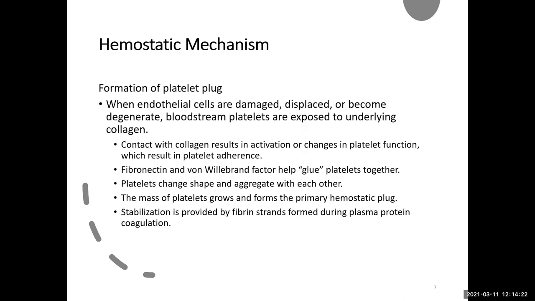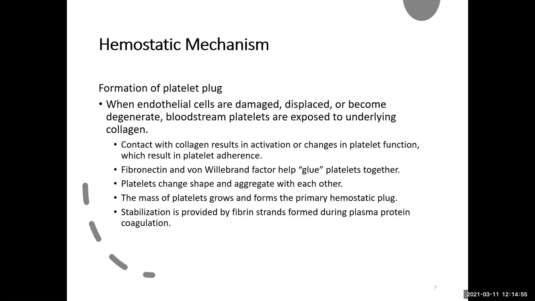The formation of the platelet plug. So once you get an injury to the endothelial lining, or the cells that are in that lining or wall, the vessel or tissue, then the platelets will be exposed to the collagen that's within that lining. And when they're exposed to that collagen, that's when the platelets go into activation. So the platelets will start to change. They'll start sticking together.